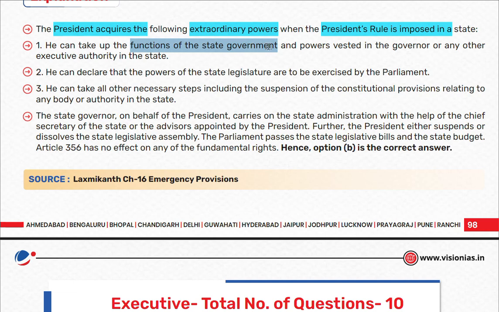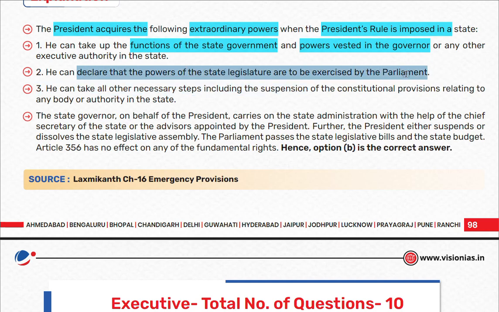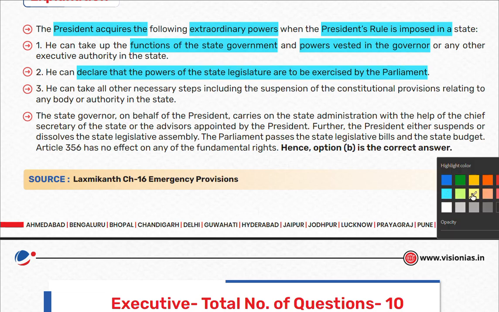He can take up the functions of the state government and the powers vested in the governor or any other executive authority in the state. He can declare that the powers of the state legislature are to be exercised by the Parliament.